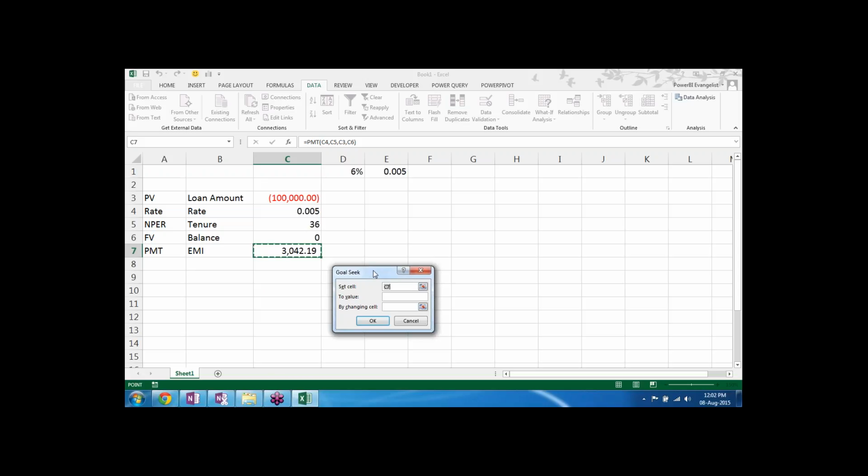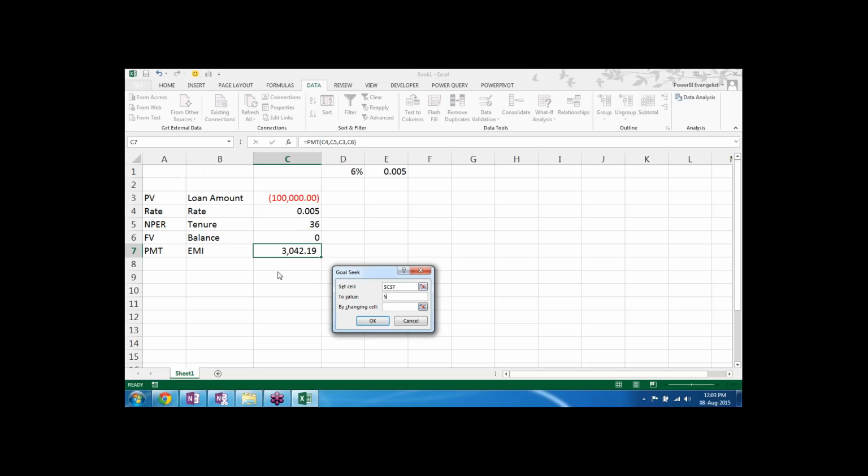So understand one scenario. I'm saying that instead of 1 lakh rupees, if I take 2 lakh rupees, and if my rate of interest and tenure remain the same, then what will be my EMI? So I'm saying change my EMI based on this particular cell. I don't have a formula over here, and it has to be a formula. So that's why we always have to talk about this EMI only.